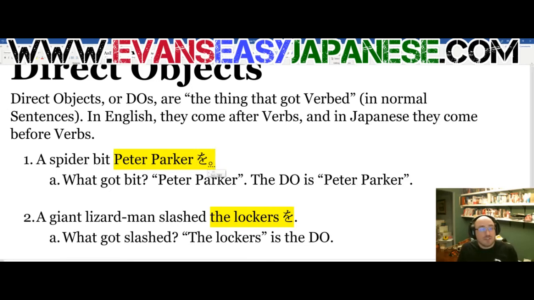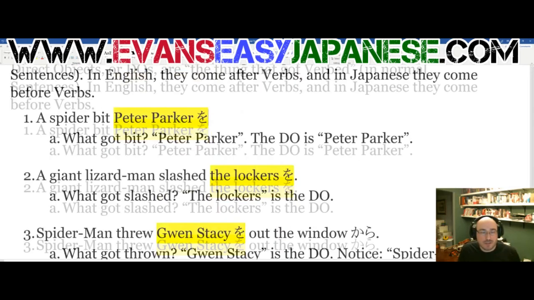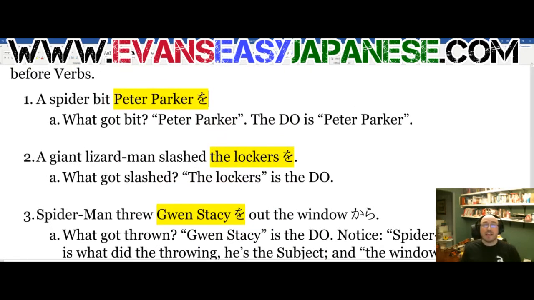Anyway, the chief job of the O particle is to identify the direct object of a verb, and also to put emphasis on the word it marks. Okay, so that's how direct objects work, especially in English, but also in Japanese and in languages in general. And almost every language is probably going to follow this rule, because that's how we define what a direct object is: the thing that got verbed, the thing that the subject acted upon. Okay, hey, peace out.